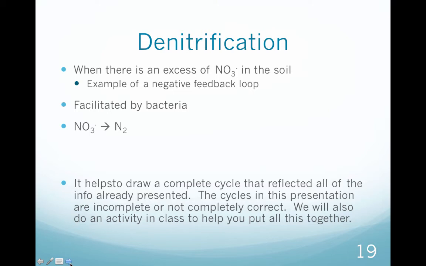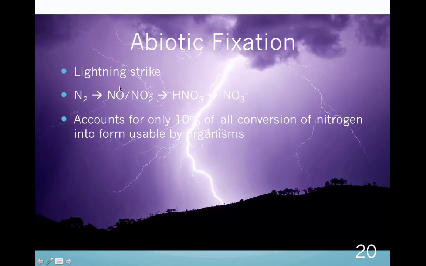So we've got biotic fixation, nitrification, denitrification. What living organism is responsible for all of these steps? Bacteria. This is considered a bottleneck or a limiting step that slows the flow of nitrogen out of the atmosphere. Because the bacteria have to work to do their thing, you don't have a ton of nitrogen coming out of the atmosphere.